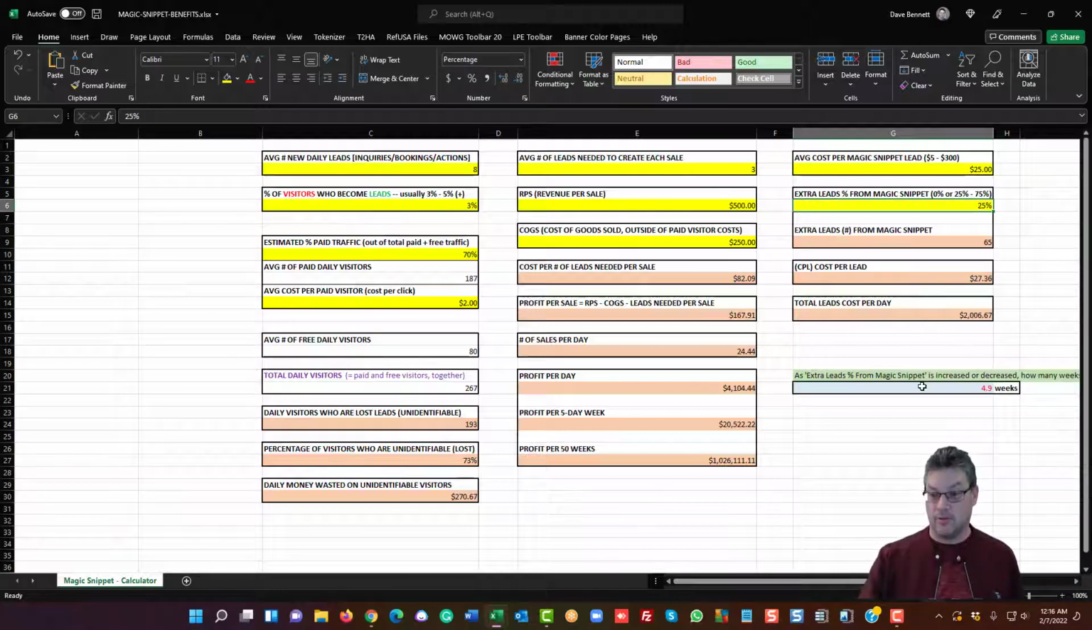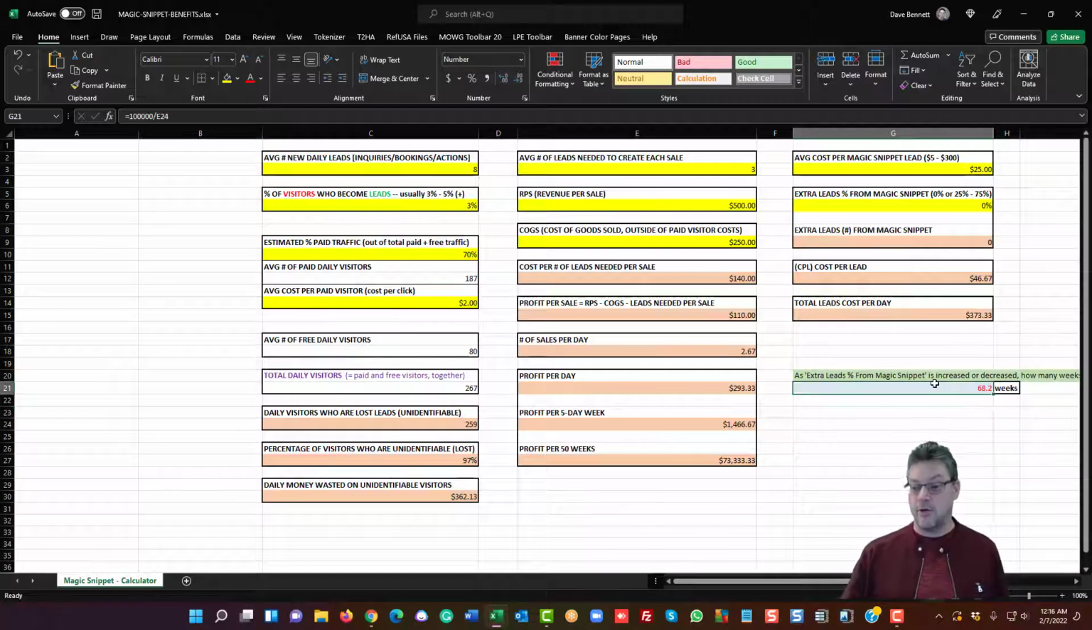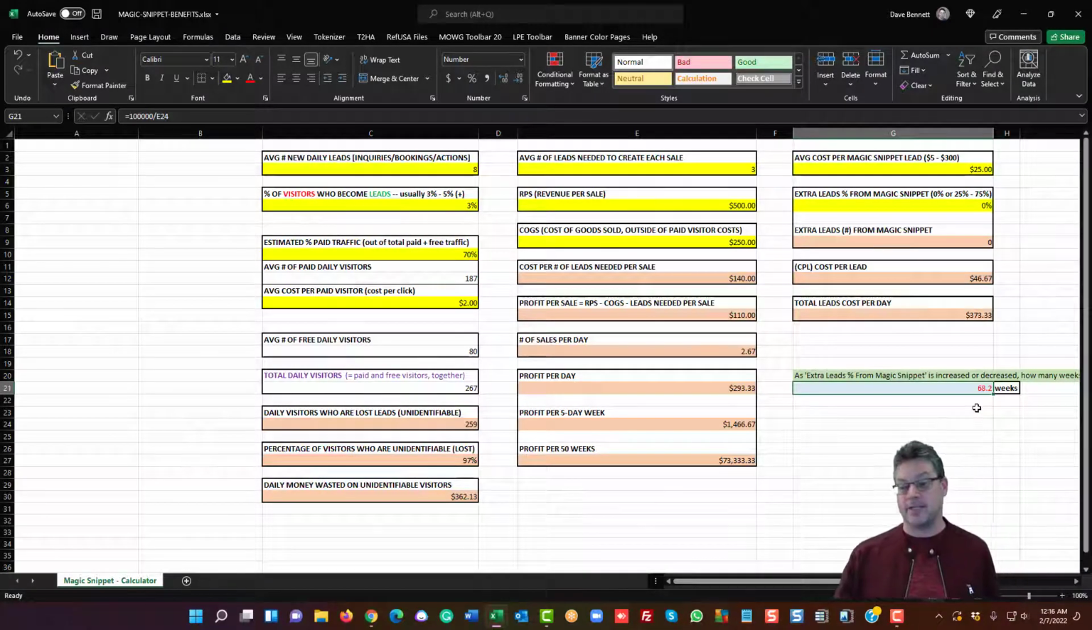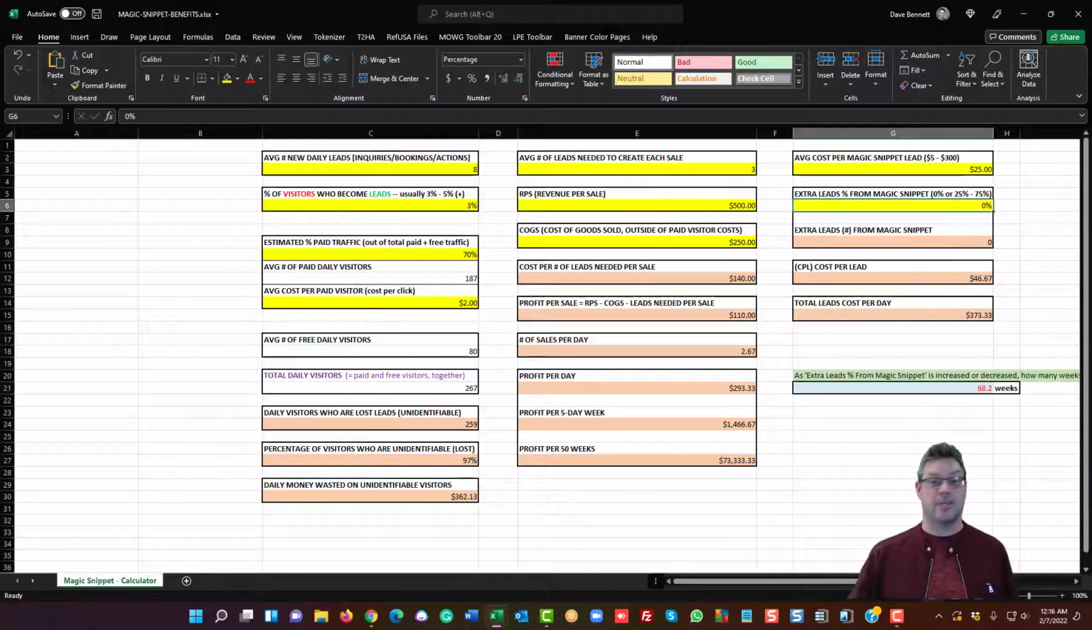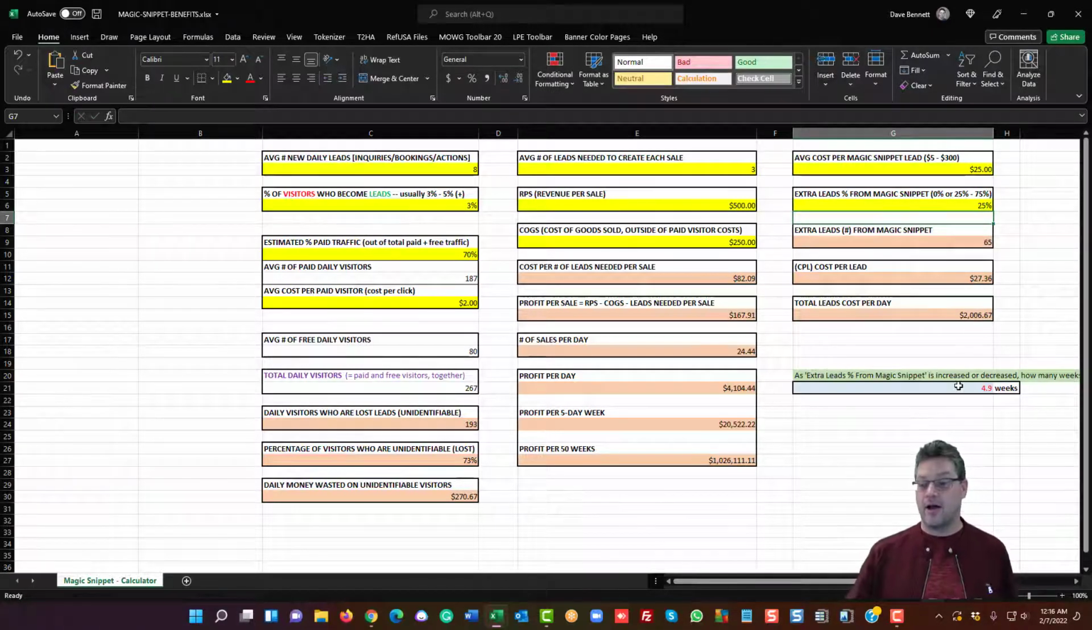If you don't do anything with Magic Snippet and you just stick to your old numbers, based on these numbers, it would take you over a year to make a profit of $100,000. It'd take about 68 weeks. The moment you engage the Magic Snippet and start paying for the leads, but you contact those guys, even at just 25% conversion, you're down to 5 weeks to make $100,000. If I said, would you work hard if you could make the $100,000 in 5 weeks instead of 68?